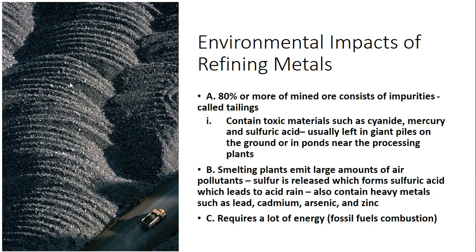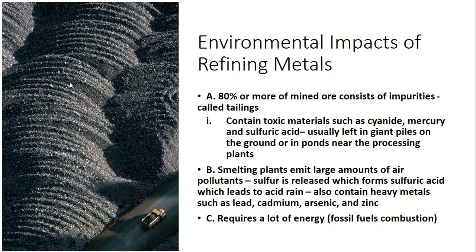Now, besides the economic impact of mining and the types of mining, we need to know its environmental impacts. Specifically, looking at the environmental impact of refining those metals that we tend to mine for. As I said previously, when an area is mined, we also have unwanted parts of that soil and rock. Those unwanted parts are called mine tailings. Those tailings can contain toxic materials like cyanide, mercury, and sulfuric acid, which, after an area has been mined, can usually be left in a pile or maybe even near a pond.